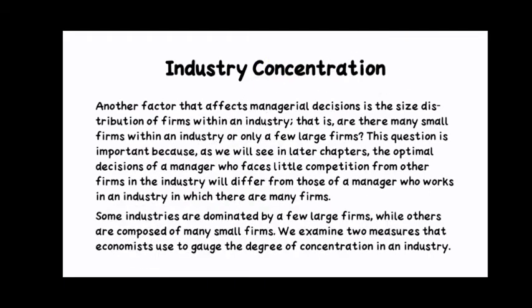The next is industry concentration. Another factor that affects managerial decisions is the size distribution of firms within an industry. Some industries are dominated by a few large firms, while others are composed of many small firms. There are two measures that economists use to gauge the degree of concentration in an industry.